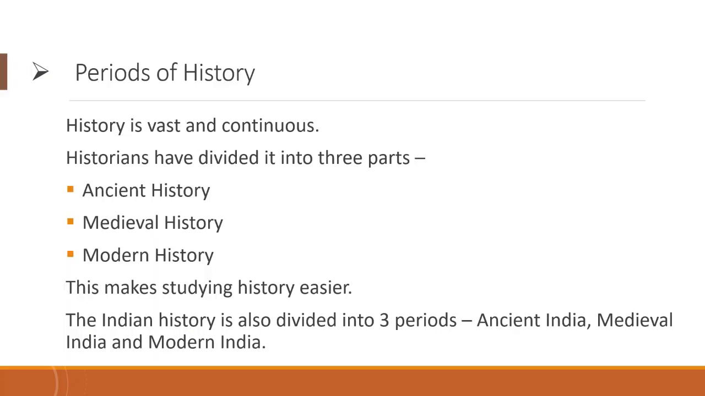History is vast and continuous. Historians have divided it into three parts: ancient history, medieval history, and modern history. This makes studying history a bit easier. Indian history is also divided into three periods: ancient India, medieval India, and modern India.